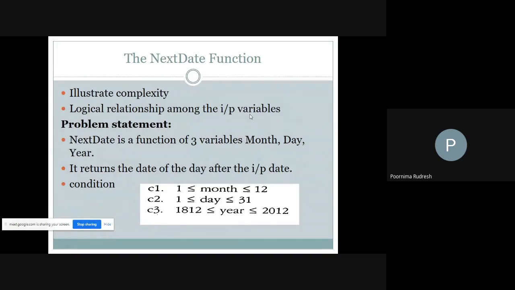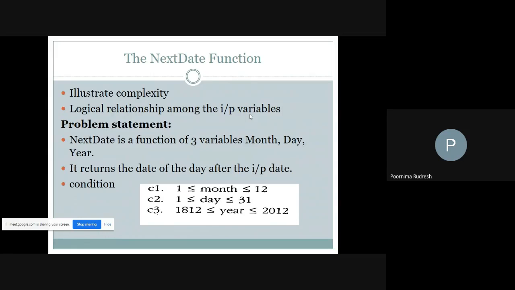And the next problem is called the next date function problem. So this is the second problem that we are considering for performing the unit testing. So the second problem is the next date function problem. In the next date problem, we enter the date, then it will give the next date.